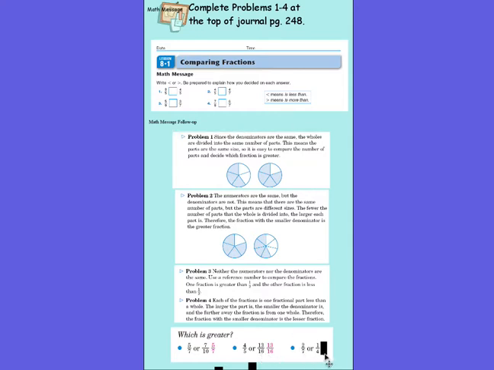Taking a look at this last example, 2/7 and 1/4. 2/7 is going to be larger. It's closer to a half than this one is going to be.